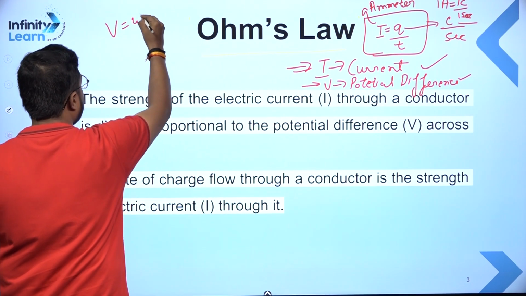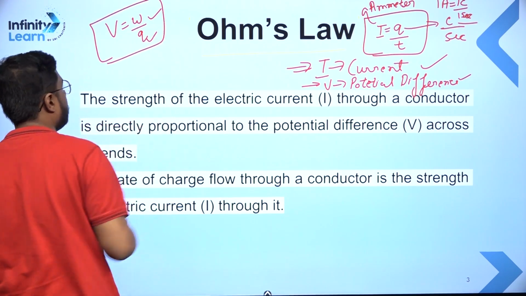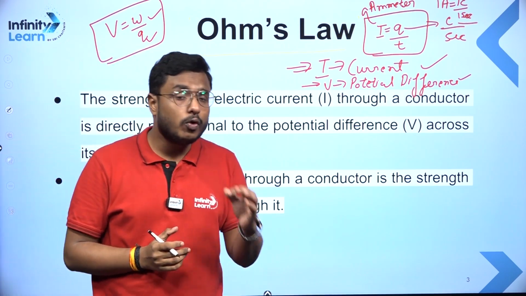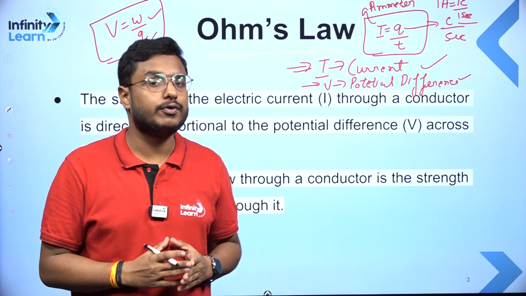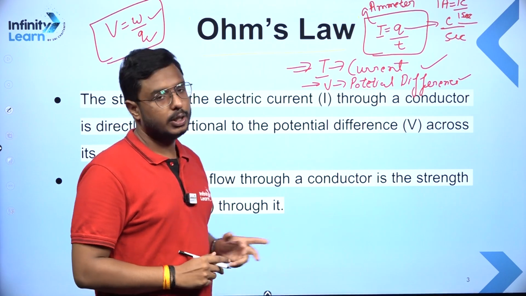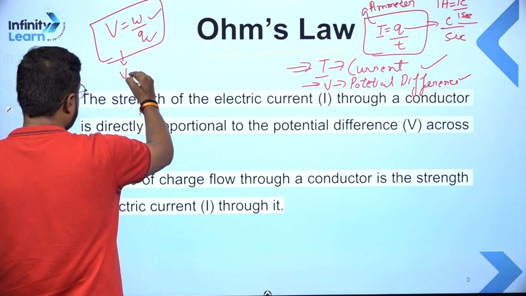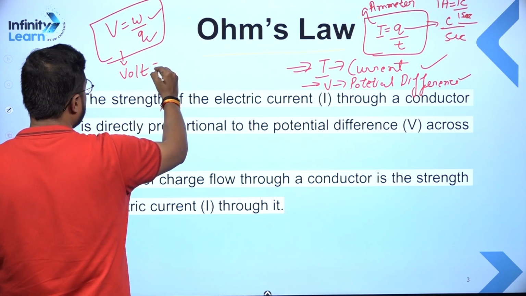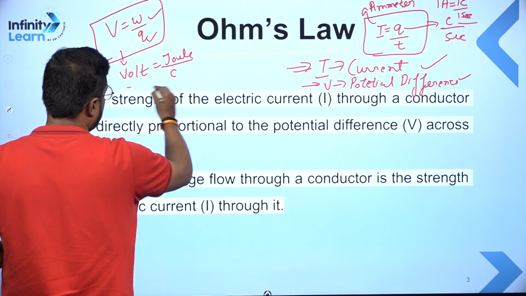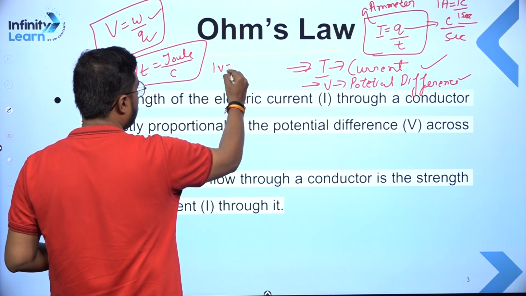Potential difference, coming directly to the formula, is work done divided by charge. W is work done here and Q is the charge. V is equal to W by Q. The work done required to move a unit positive charge from one terminal to the other terminal is known as potential difference. The standard unit is volt. For work done, it is joule. For charge, it is coulomb. So we can also say, 1 volt is equal to 1 joule per coulomb.